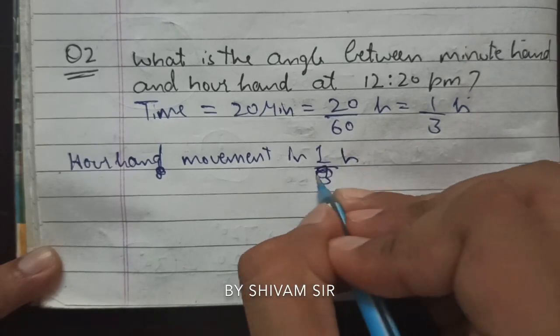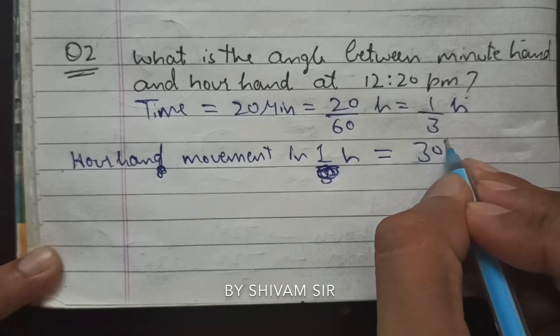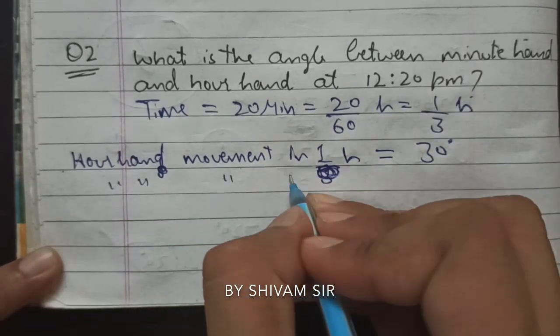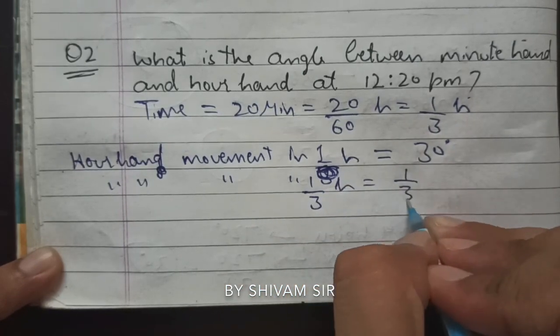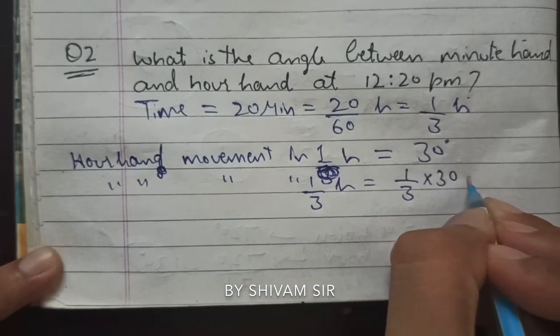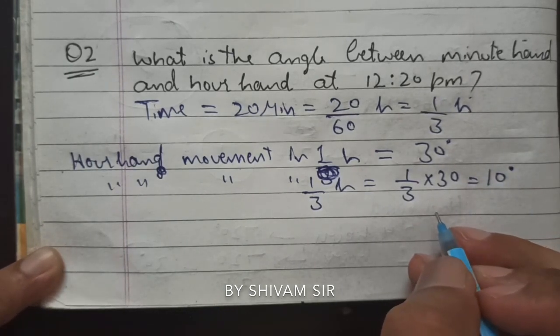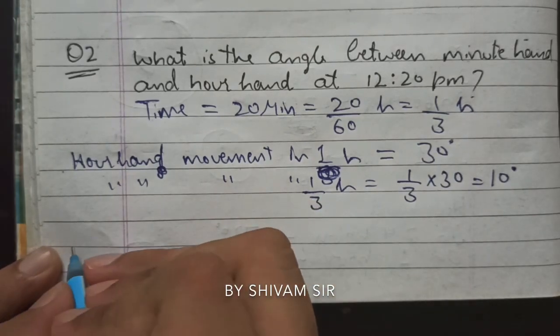So in 1 hour, how many degrees does the hour hand move? 30 degrees, right? So in 1 by 3 hours it will rotate how much? 1 by 3 multiplied by 30, which is 10. So it will rotate by 10 degrees, right? Now let's calculate the movement of the minute hand.